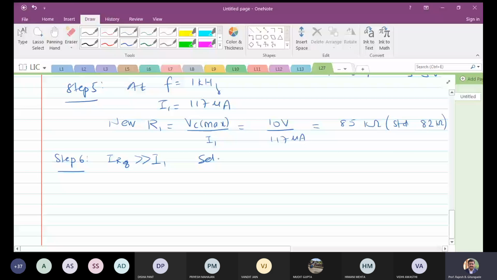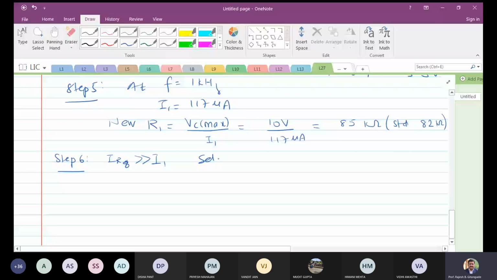This current I10 is what I call IR, or IR10. Again, see that IR10, compare it with IB max, it has to be very much larger, just like our previous example. So IR10 has to be very much greater than IB max.